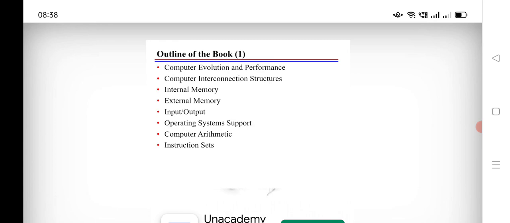Next, in the next class we will see computer evaluation and performance, and we will come with one topic which will be covered in the coming class. Thank you.